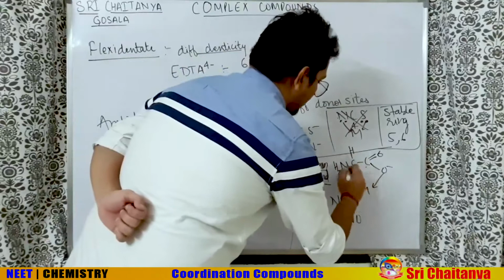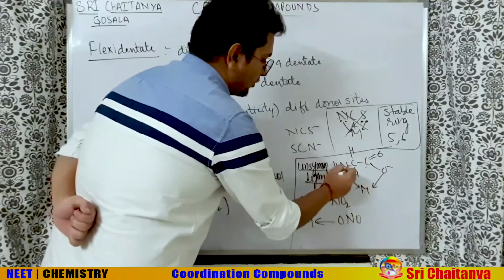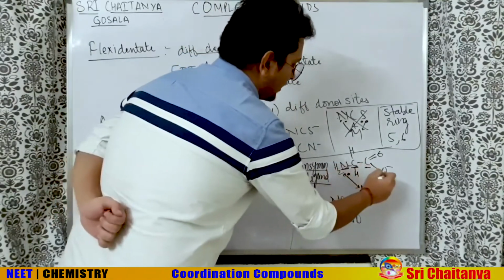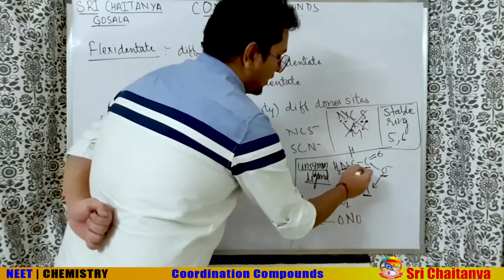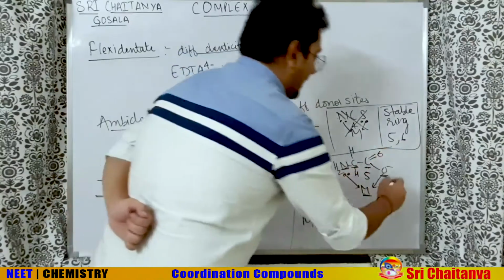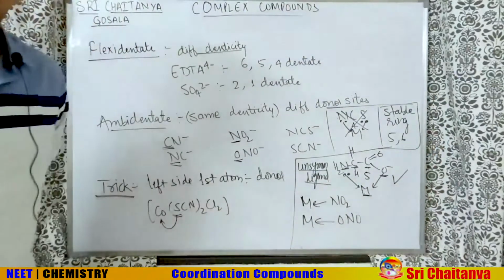So it's not a member of the ring. So 1, 2, 3, 4, 5. There are 5 members in the ring, and a 5-membered ring is stable. So this is allowed.